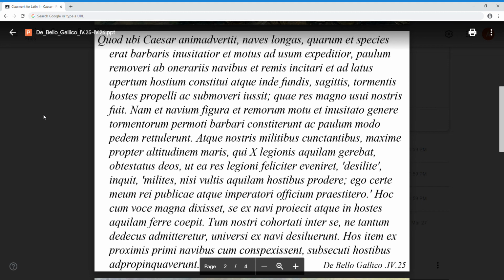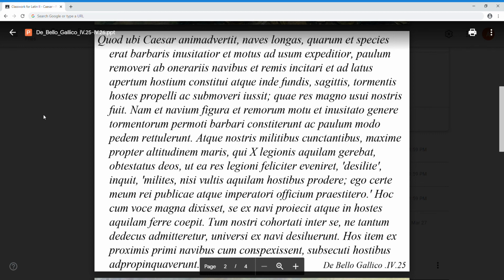Tum, then, thereupon, nostri, notice the implied viri, our men, cohortati inter se, having encouraged one another. You go. No, man, you go. You first. No, you go. No, I said it first. Ne tantum dedecus admitterator. Best translation of ne is lest, so that not. Why did they encourage each other? Lest so great a shame, a dedecus, something that is indecorous, something that is shameful, be admitted, be allowed. Notice it's passive.